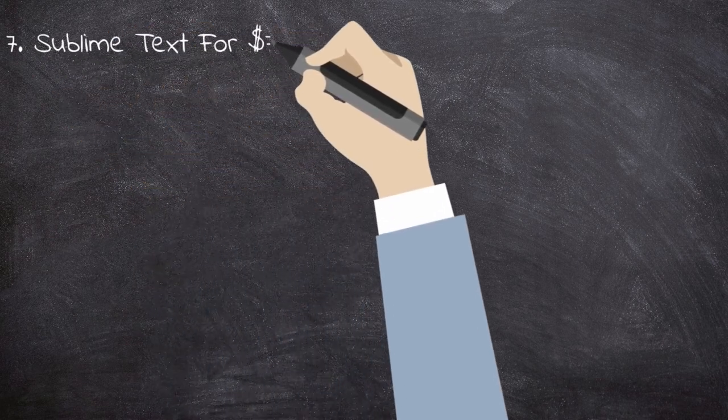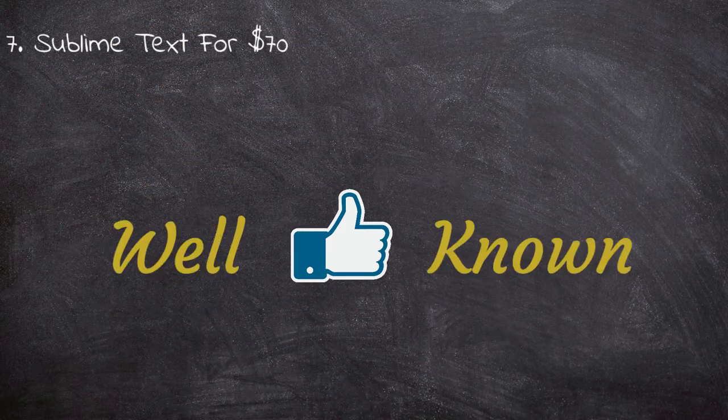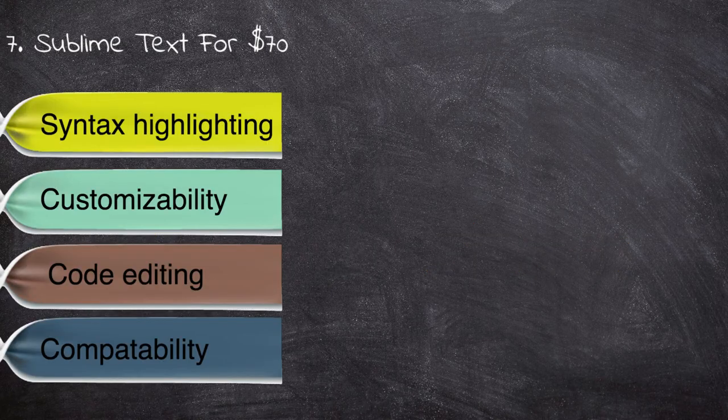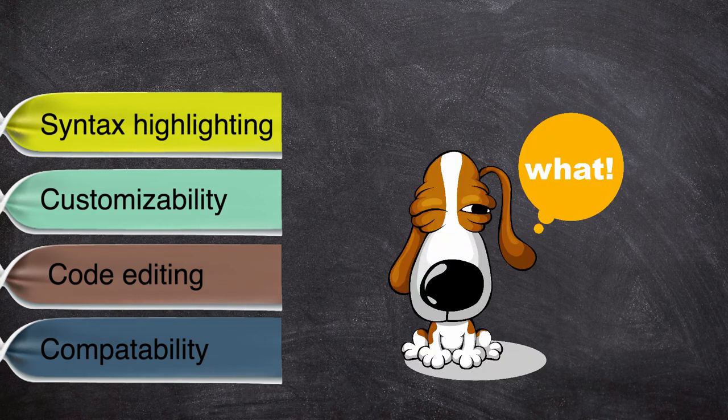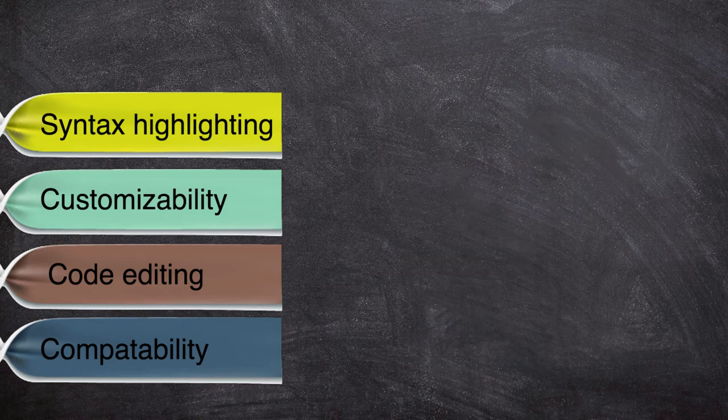7. Sublime Text for $70. The Sublime Text editor is likely the most well-known simple text editor for Macs. Similar to Notepad++, Sublime Text also offers syntax highlighting, a lot of customizability in the interface, and many fantastic features to be used for editing code.